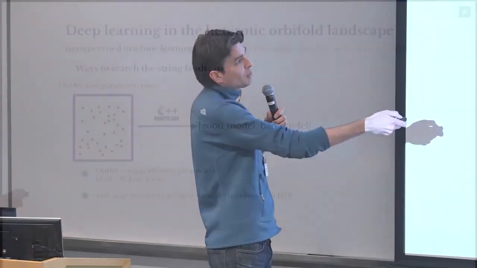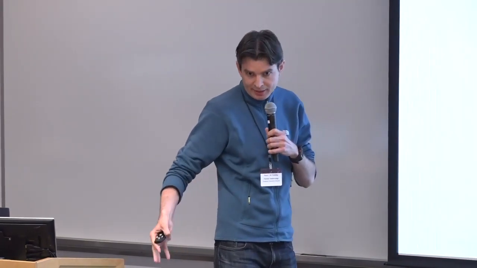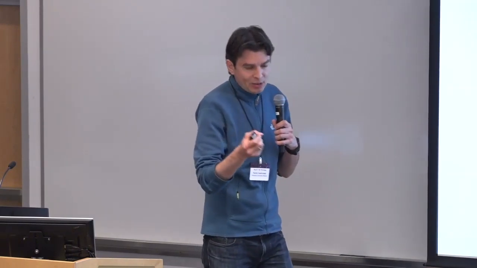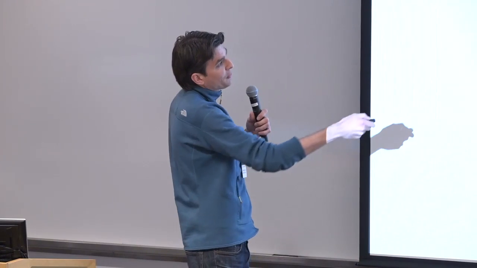Especially, we can decide whether a model is a good model, that is, compatible with experiments: it describes the interactions that we know and the particles that we know. Or whether a given model is a bad model, for example, where there wouldn't be nuclei or there wouldn't be electromagnetic interactions. So we have to find the good models in this landscape. And the problem is that this landscape is huge.